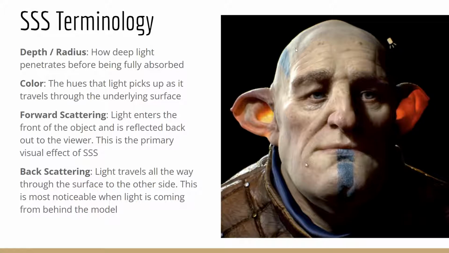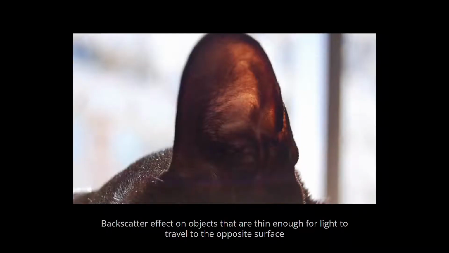Front scatter is going to be light entering the surface, bouncing around and coming back out the front. That's where we notice that subsurface scattering affects the softening and color bleeding on the front. And here's a visual example of backscattering on a cat's ear. If the object is very thin, light travels all the way through the other surface. Right over here, it's a little bit thicker, so we don't see light coming through and out this side. But over here, where it's much thinner, light actually comes all the way through.